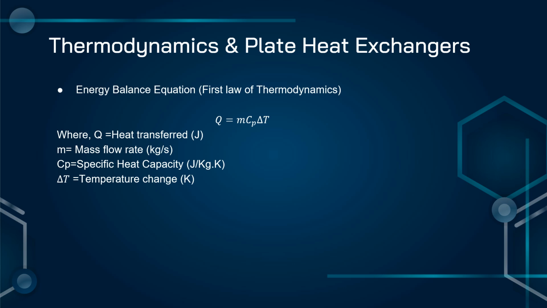So now we are moving on to relate thermodynamics to plate heat exchangers. So we have the energy balance equation according to the first law of thermodynamics, which can be expressed as Q is equal to m Cp delta T, where Q is equal to heat transferred, m is equal to mass flow rate, Cp is equal to specific heat capacity, and then delta T is equal to temperature change.